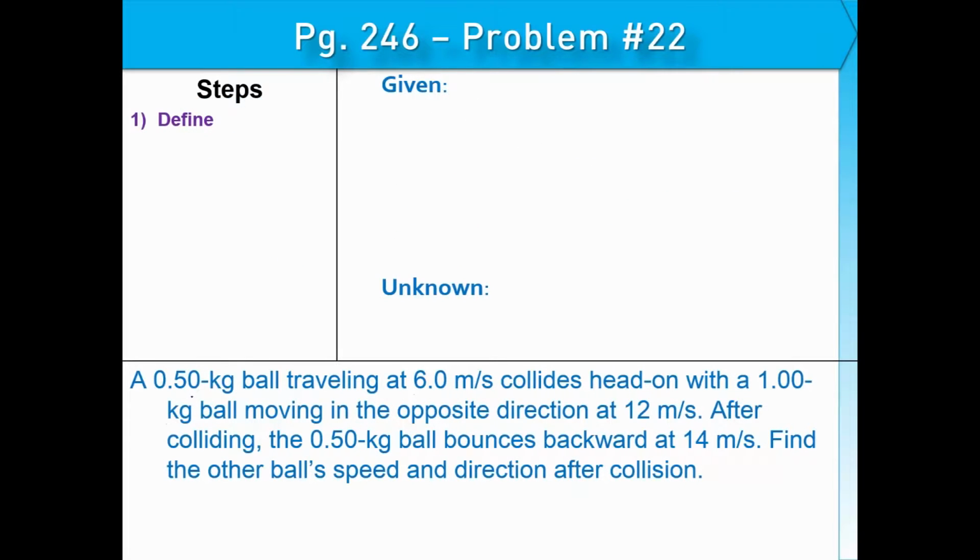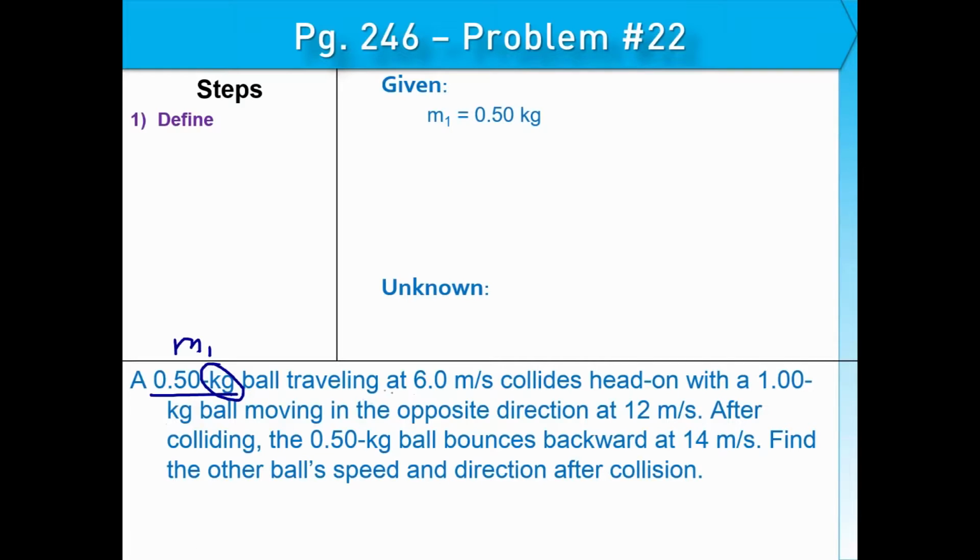So reading the problem, we have a 0.5 kilogram ball. Because of its unit kilograms here, we know we're dealing with mass. And in this problem, you realize we have two balls. So we're going to let this 0.5 kilogram ball be mass 1 then.